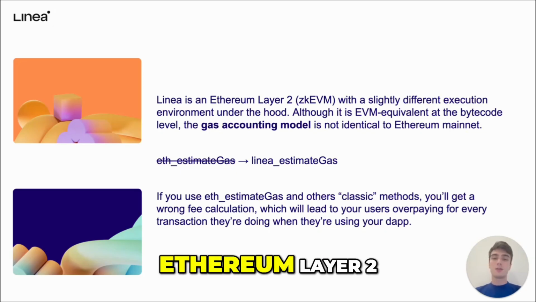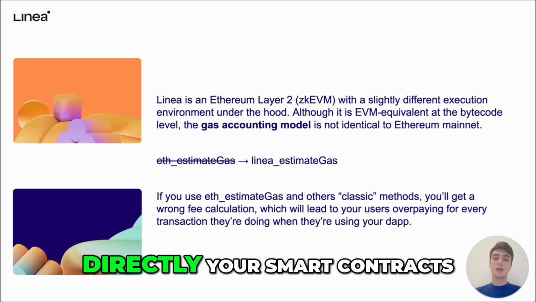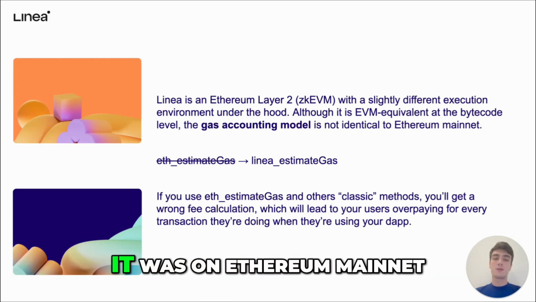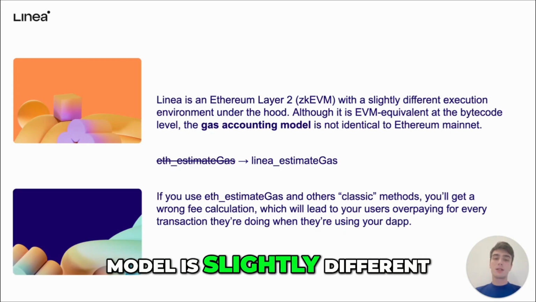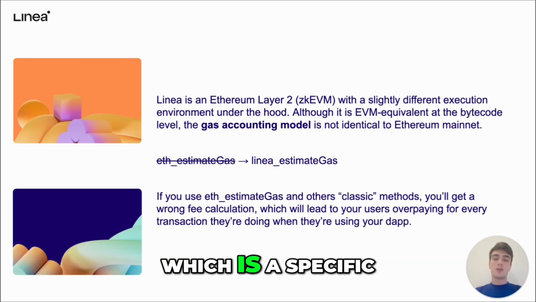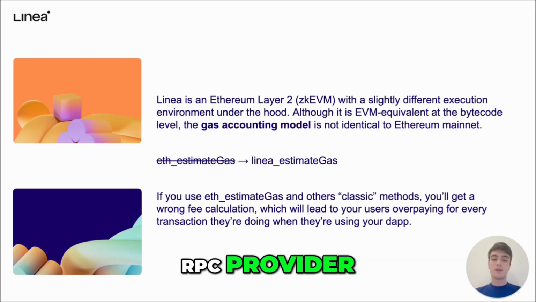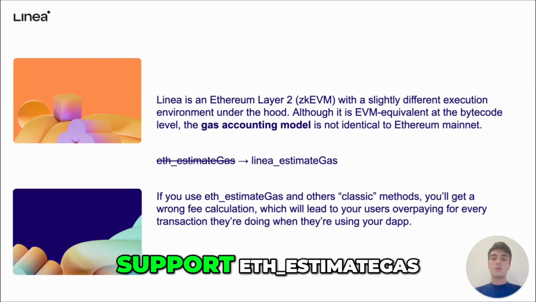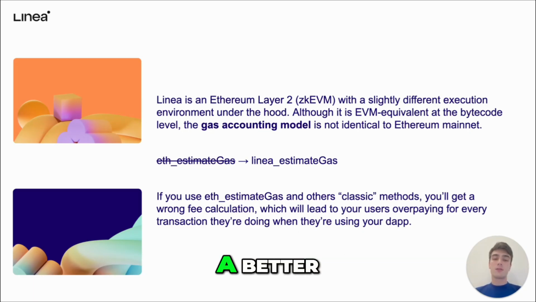So Linea is an Ethereum layer 2, a ZK EVM layer 2, meaning you can deploy your smart contracts directly on Linea as if it was on Ethereum mainnet. But the gas accounting model is slightly different. So today we'll speak about Linea estimate gas, which is a specific function that you can call using your favorite RPC provider. Because while we still support ETH estimate gas, this new function provides a better accuracy and a better gas estimation for your users.